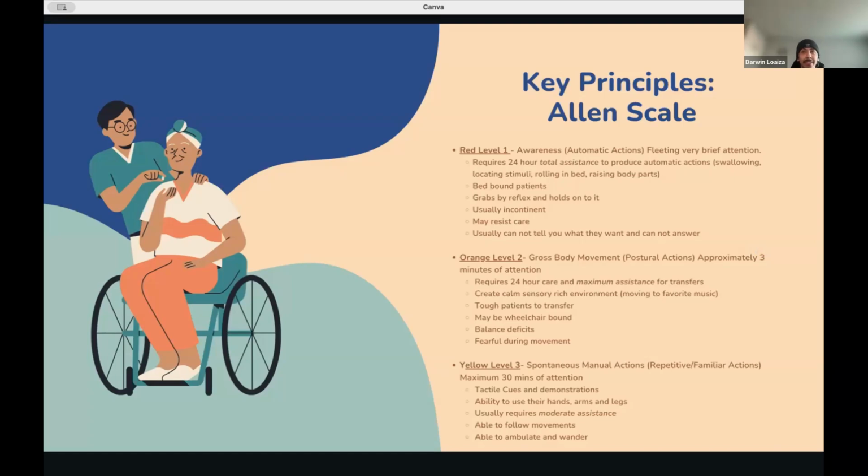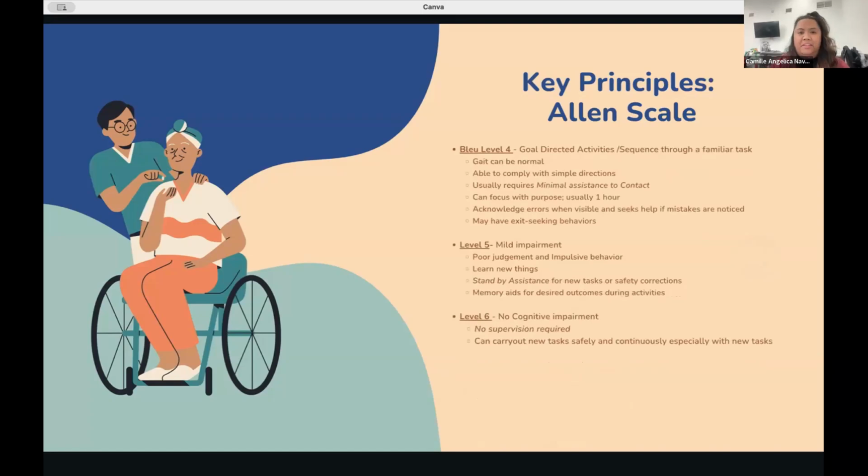The next level would be yellow, level 3, which has to do with spontaneous manual actions, repetitive and familiar actions as well. The maximum attention span is usually 30 minutes. They rely on tactile cues and demonstrations, ability to use their hands, arms, and legs. They usually require moderate assistance. They're able to follow movements and able to ambulate and wander.